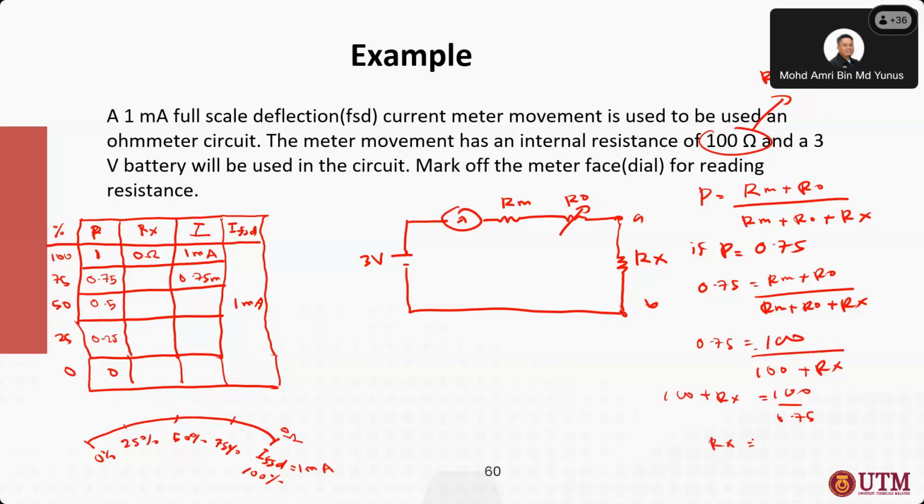So RX will be 133.33 minus 100. That will be 33.33 ohm. So here will be 33.33. So put the unit here, ohm.